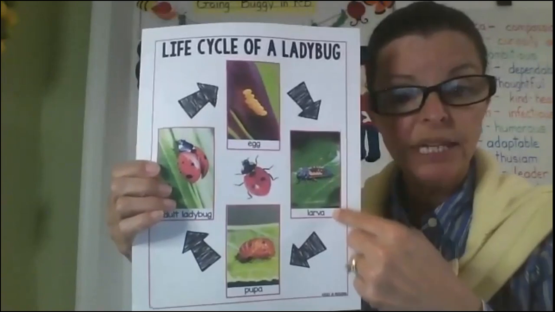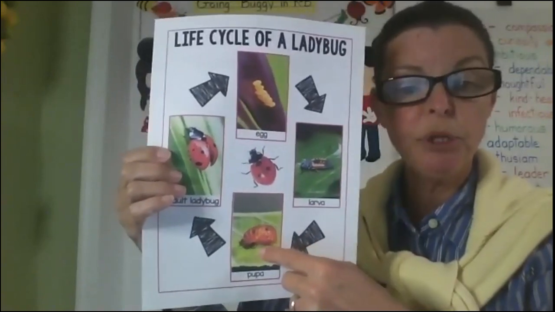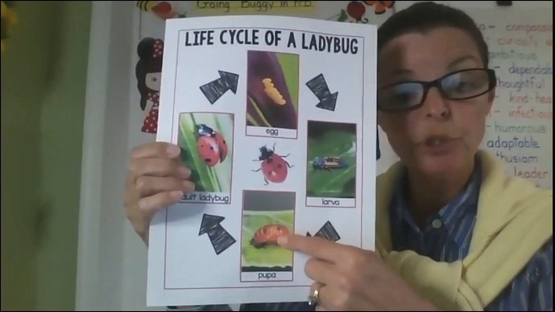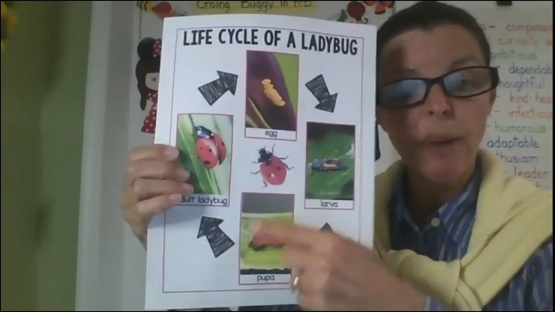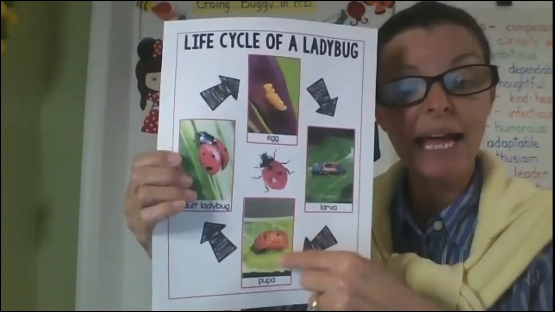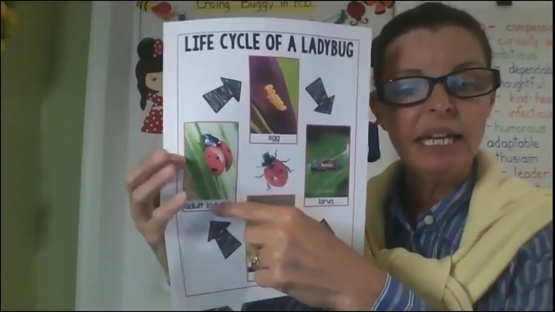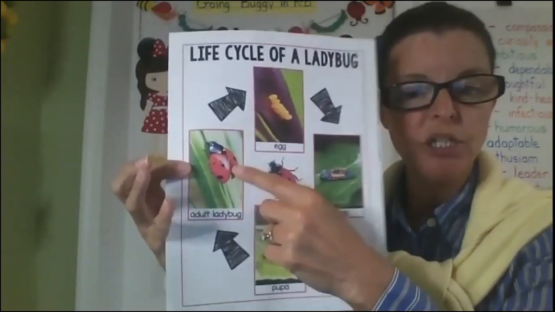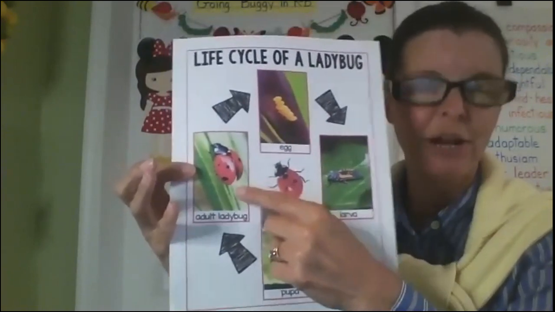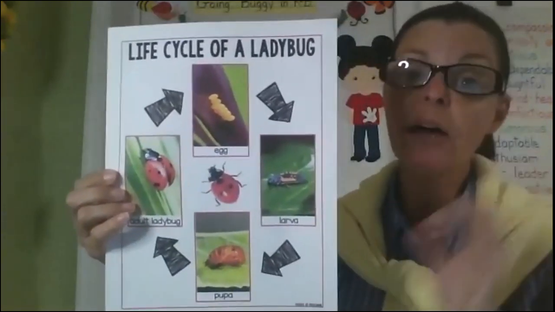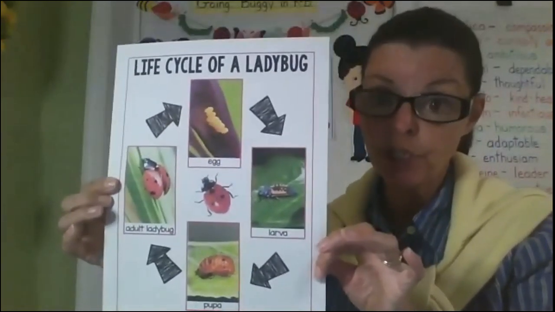Then when it's ready, it turns into a pupa and it cements, that means attaches, itself to a leaf. And it stays for about a week in this, and inside of this, it's growing and changing until finally it hatches and turns into an adult ladybug. All right, so that's the life cycle of a ladybug. That is on Seesaw for you.